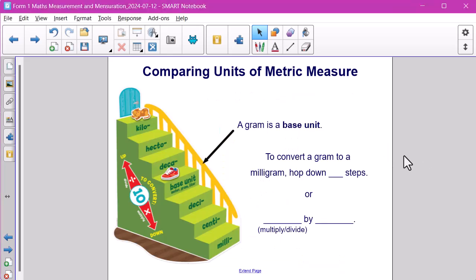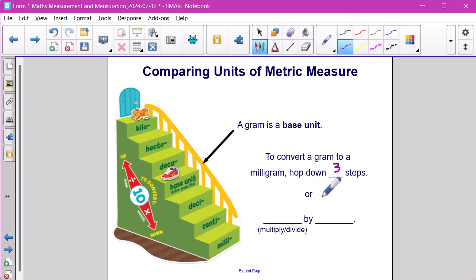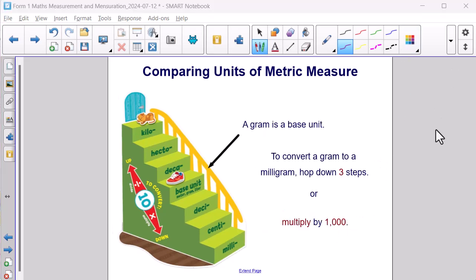A gram is a base unit. To convert a gram down to a milligram, we would hop down 1, 2, 3 steps. So we can fill in that 3. Or we're going to multiply by 10 3 times. So 10 times 10 times 10. You could also put 1,000 in the blank as well, because 10 times 10 times 10 is equal to 1,000.